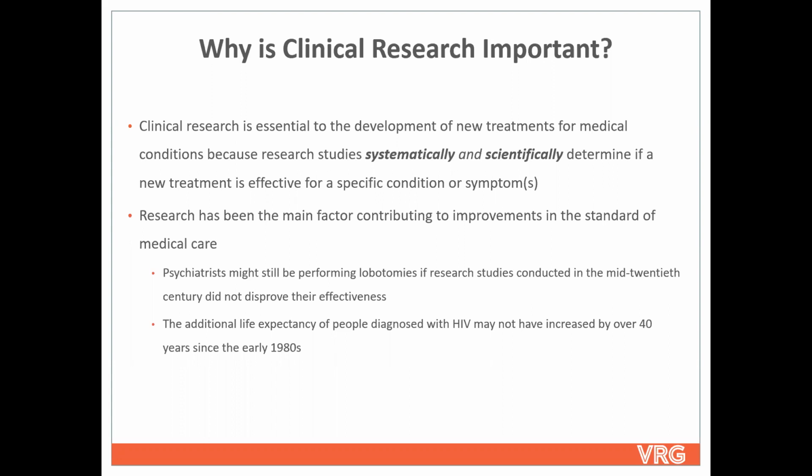Research has been the main factor that has contributed to improvements in the standards of medical care. Some examples of that are, psychiatrists might still be performing lobotomies if research studies hadn't proved in the mid-20th century that they were not effective. Patients with HIV had a very short life expectancy in the 1980s, but in the last 40 years, several medications have been developed, and now those patients can live long and healthy lives. As well, you'll see recently with COVID-19, there have been numerous medications and vaccines that have been developed based on research.